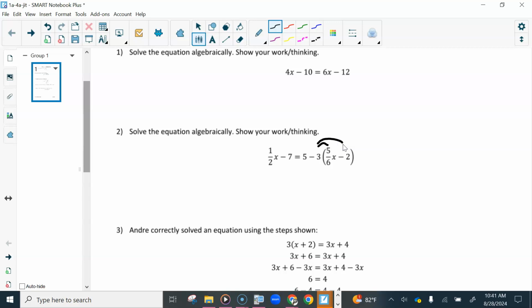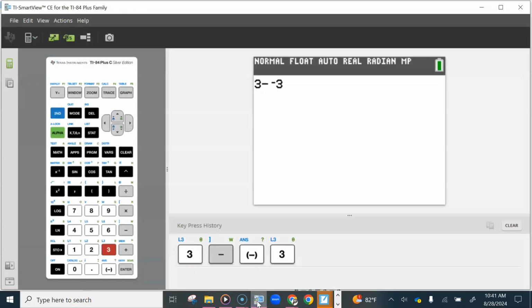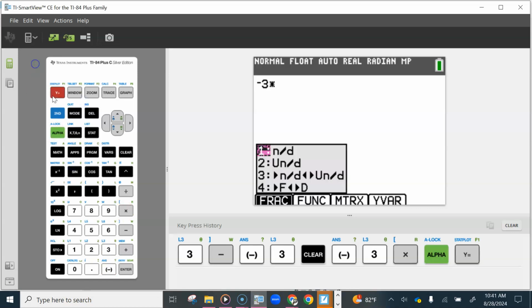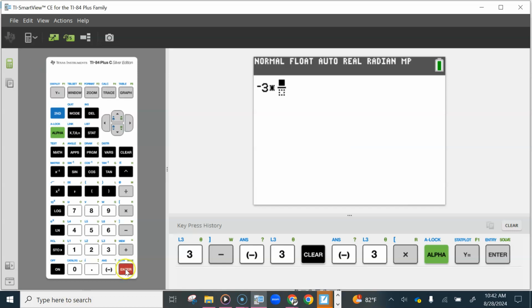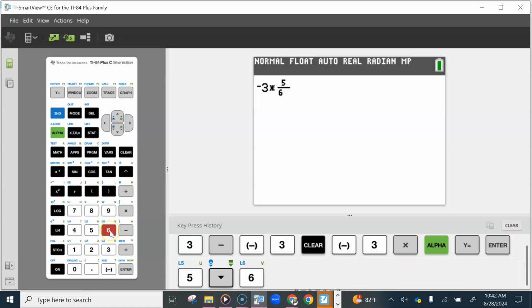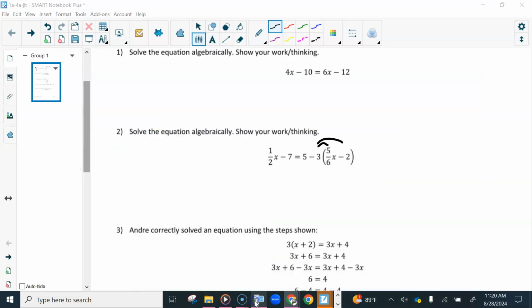And you can do that in your calculator by multiplying -3 by your fraction. Alpha y equals. So I'll do that, but you guys can grab your phones. Fraction bar, alpha y equals, you get that, and it'll simplify it for you. Okay.